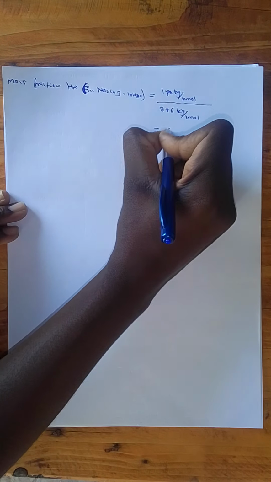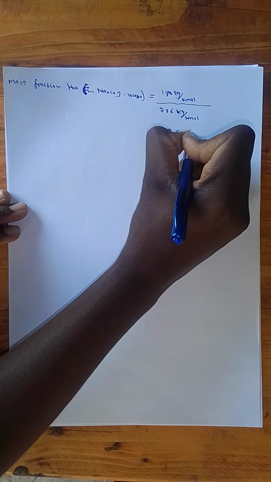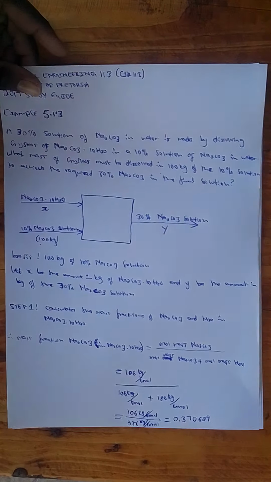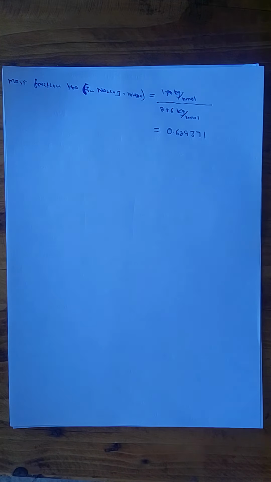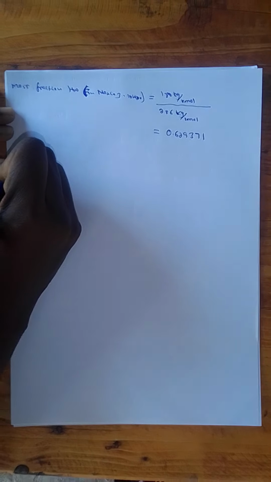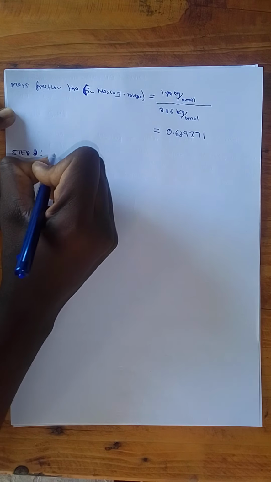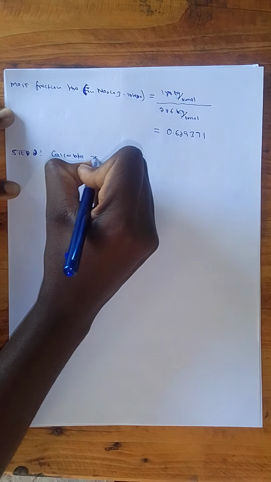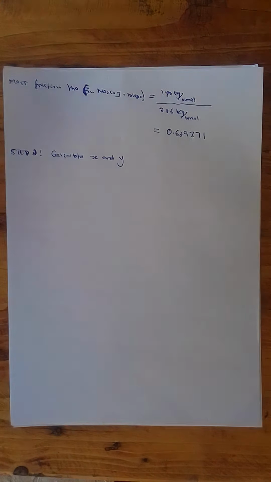you will get 0.629371. So now we have the mass fraction of both Na2CO3 and H2O in the stream. And with that said, it takes us to our step 2. Step 2, we calculate X and Y.